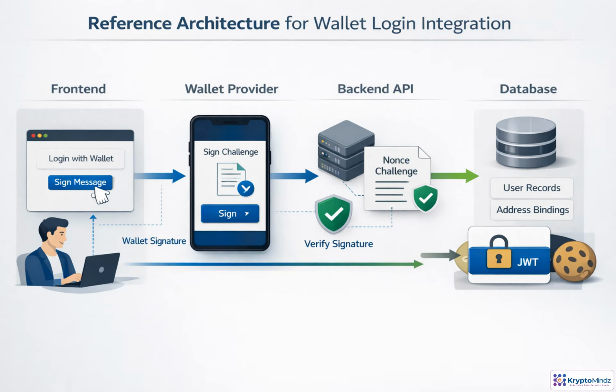A wallet login keeps two responsibilities separate: proving wallet ownership and maintaining a normal application session. The app first asks the backend for a fresh nonce, then asks the wallet to sign a human-readable message that includes it. The backend verifies the signature against the claimed address and confirms the nonce has not been reused. If everything checks out, it links or loads the user record, then issues a cookie or JWTs for regular authenticated requests.